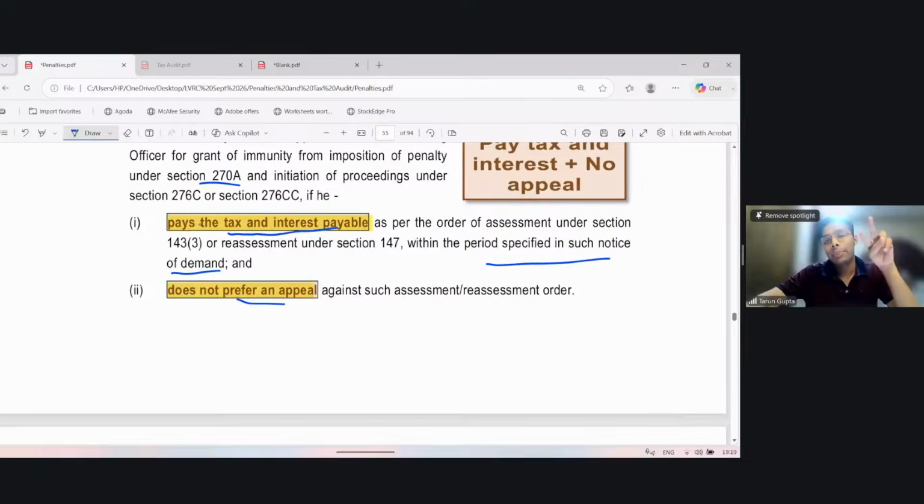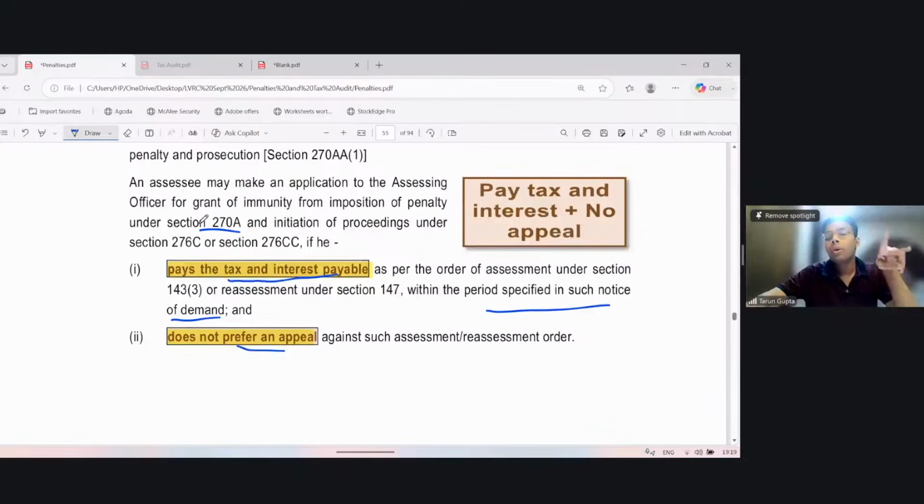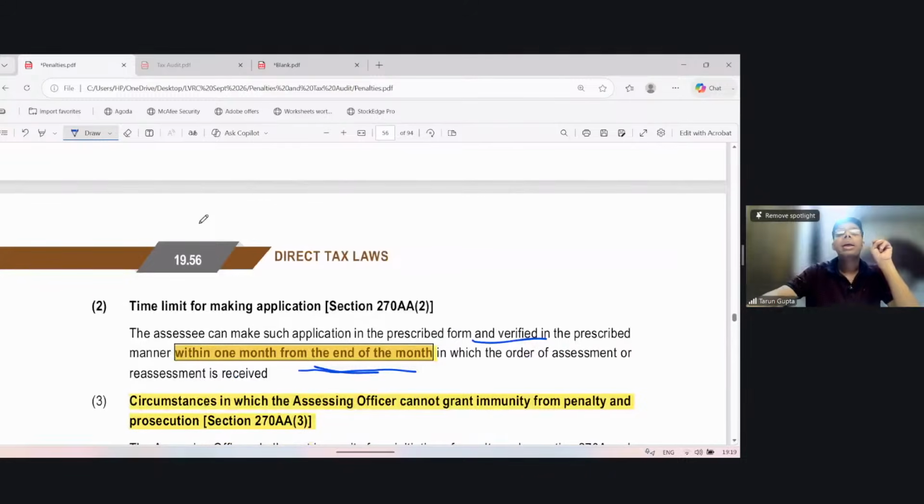So there are 2 different timelines. One timeline is for payment of tax and interest determined in the assessment order. Such tax and interest should be paid within the period specified in the notice of demand, and the application is to be made to the AO under section 270AA within 1 month from the end of the month in which the order is received.